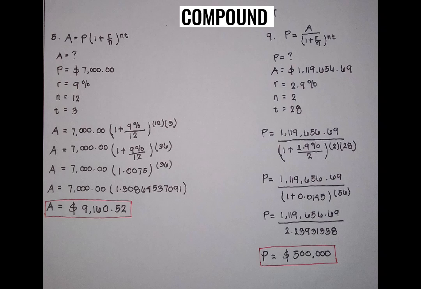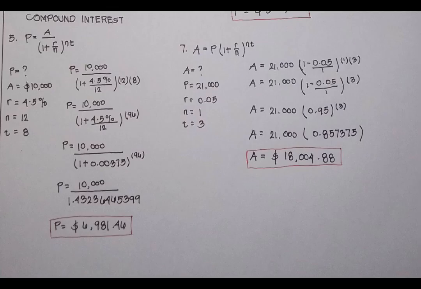So we have P is equals to 1,119,656.69 over 2.23931338. So to get the final answer, we need to divide 1,119,656.69 divided by 2.23931338 is equals to P is equals to 5,000 US dollar.